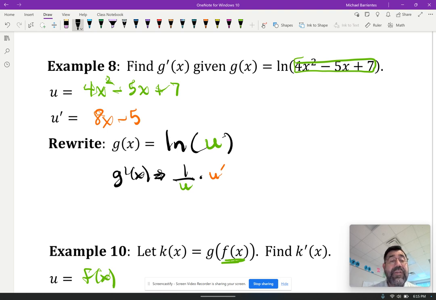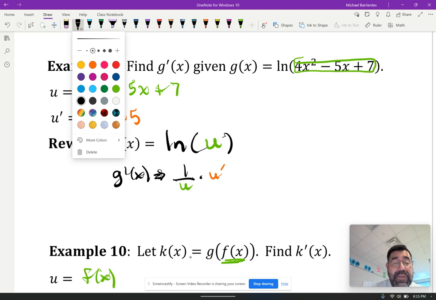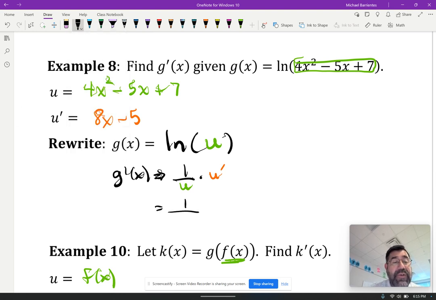But we already did all the pre-work, right? Our answer is going to be 1 over everything that I see in green, 4x squared minus 5x plus 7, times the derivative of the inside, which we said was 8x minus 5.